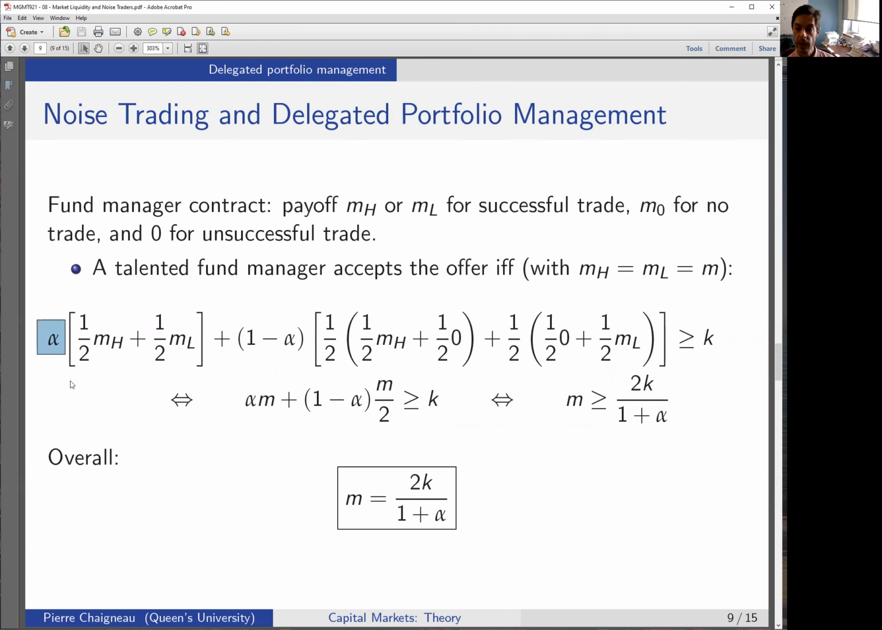Okay, so with probability alpha he is informed. With probability 1/2, the payoff is equal to H, in which case he's going to buy because he is informed, so he makes the right trade. With probability 1/2, the payoff will be L. Then the manager is going to sell, so he makes, again, the right trade. And so in any case, he gets a reward when he's informed, right? So this is the expected payment to the manager when he is informed.